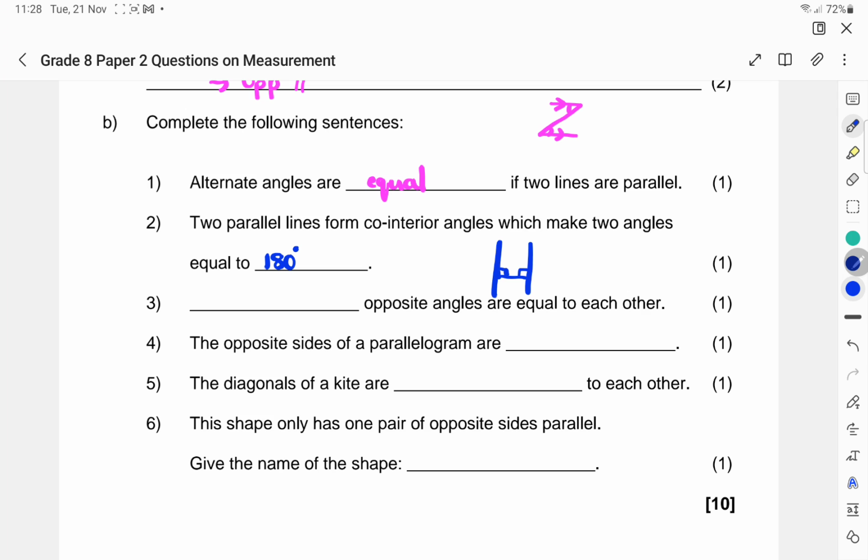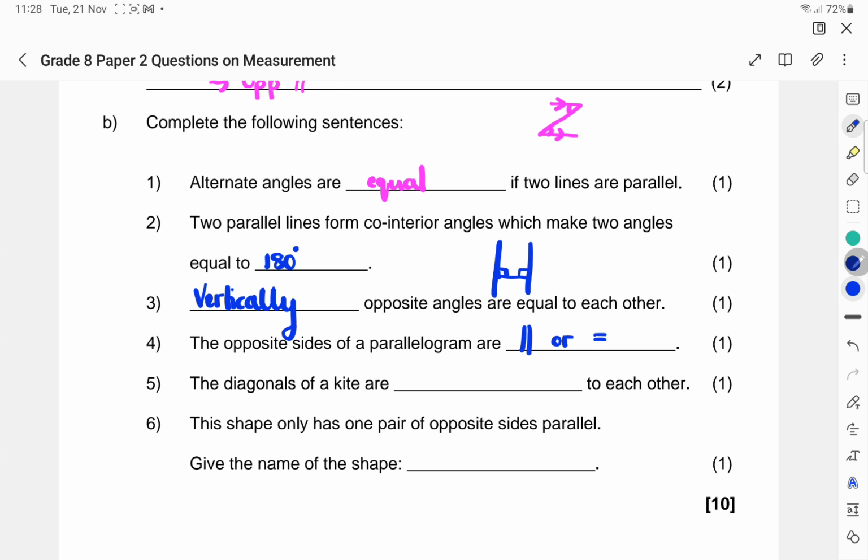Something opposite angles are equal to each other. Vertically opposite angles are equal. Okay, vertically opposite angles are equal to each other. The opposite sides of a parallelogram are either parallel or equal.